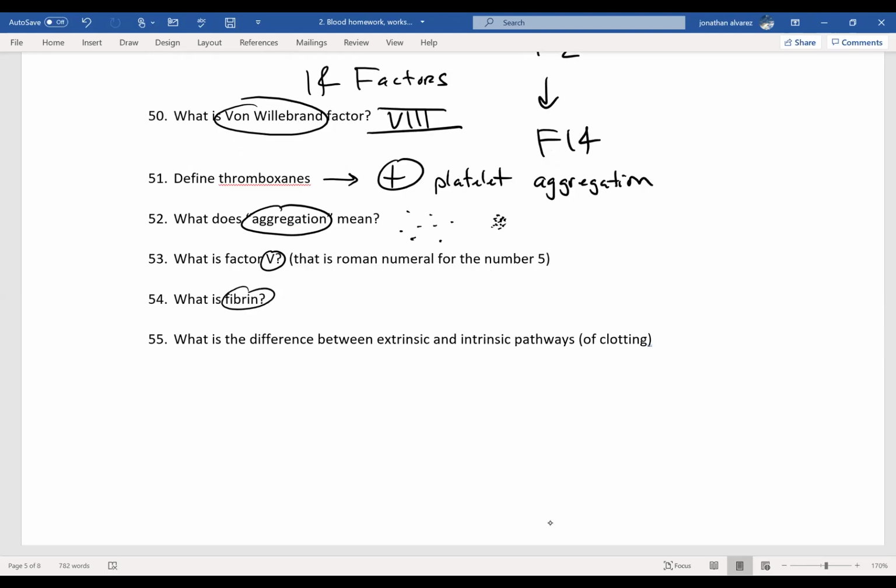Okay, fibrin is that, I like to call it the spider web. It's basically the proteins that finally get sticky, just like a spider web. Okay, I had pictures on the videos and the PowerPoints and so forth.